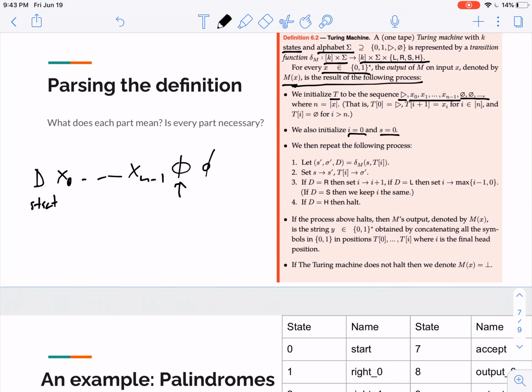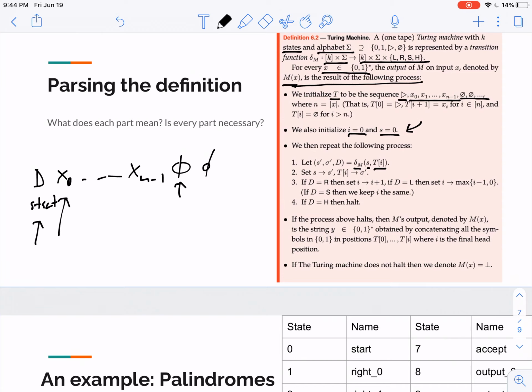Okay, it's not exactly clear what S is, and we don't really know what I is either yet. So we're initializing two variables to 0. We're just going to remember that, and we should probably come back to this. And now we're going to repeat the following process. We're going to evaluate the transition function on S and T indexed at I. And now we start to think, now we might know what I is. I seems to be the point at which you index T, so it seems to be our position on the tape, right? So if I is 0, then we're at start. If I is 1, then we'd be at the first position on the tape.